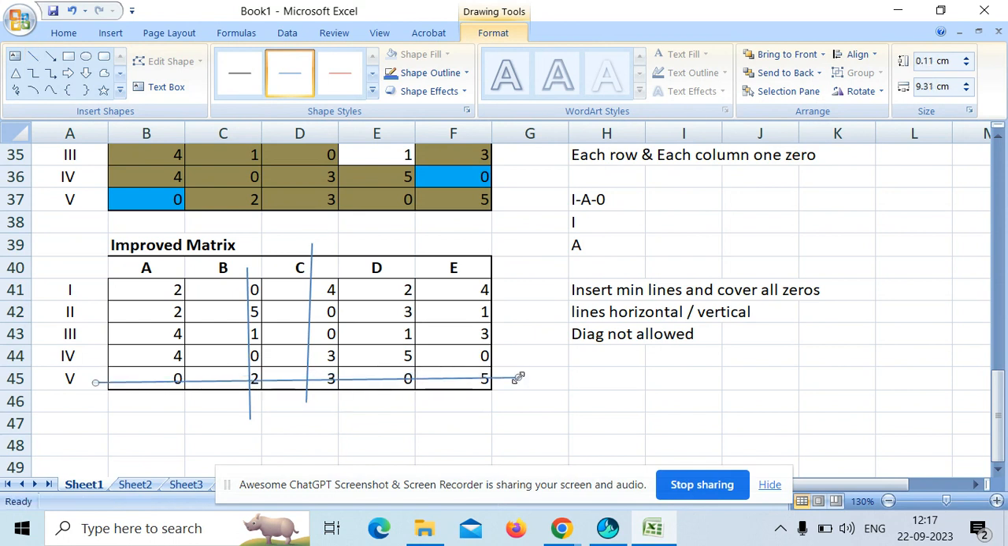If I would have taken vertical again for D column, only one zero would be covered, and in column A again only one zero would be covered. I drew this horizontal line, so two zeros got covered. Now one more zero is left in column E, that is this one. Okay, this is done.